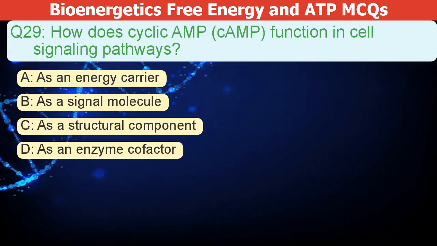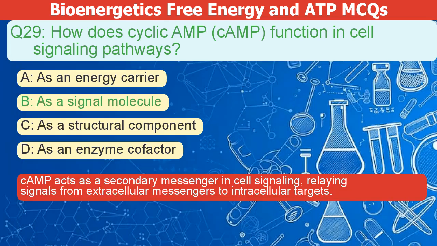How does cyclic AMP, or cAMP, function in cell signaling pathways? A. As an energy carrier. B. As a signal molecule. C. As a structural component. D. As an enzyme cofactor. The correct answer is B. cAMP acts as a secondary messenger in cell signaling, relaying signals from extracellular messengers to intracellular targets.